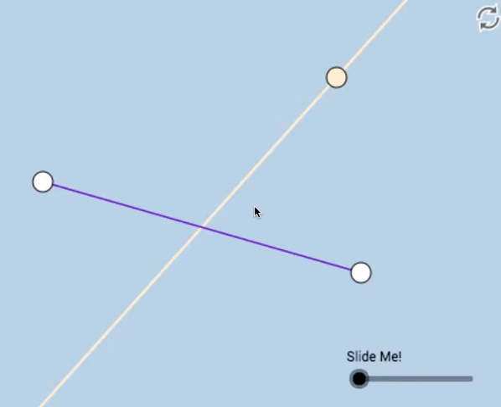Today we're going to take a look at what it means for, in this case, a line to be considered a segment bisector. That is, that orange-yellow line you see on the screen here, what does it mean for it to actually bisect the purple segment?